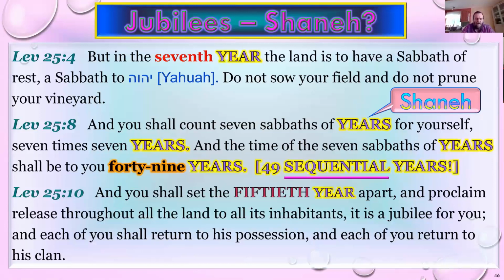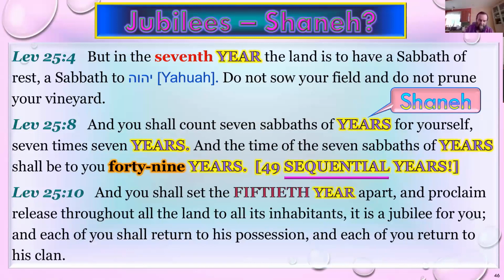Verse 10, and you shall set the 50th Shanei year apart and proclaim release throughout all the land to all its inhabitants. It is a jubilee for you, and each of you shall return to his possession, and each of you return to his clan.